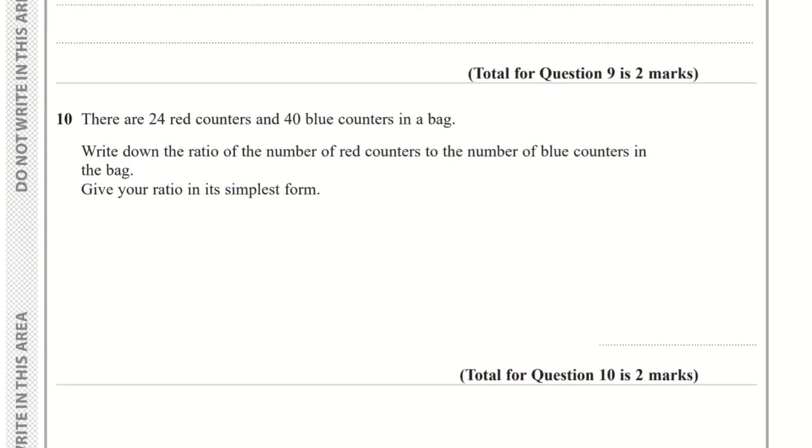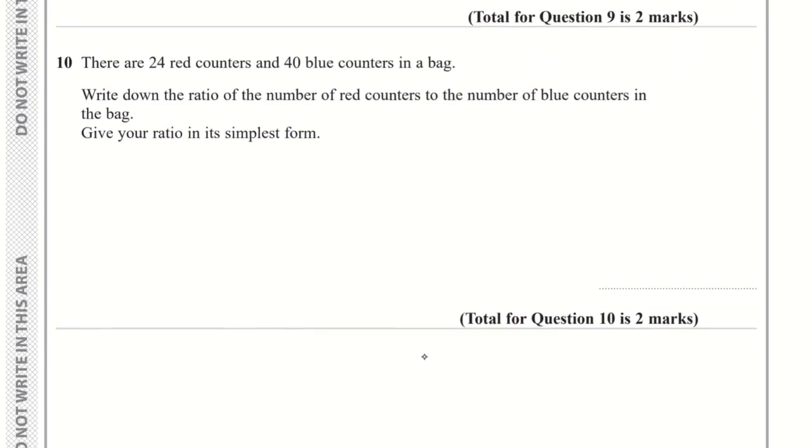Okay, question number 10 says, there are 24 red counters and 40 blue counters in a bag. Write down the ratio of the number of red counters to the number of blue counters in the bag. Give the ratio in its simplest form. So we need to write the ratio of red counters to blue counters.